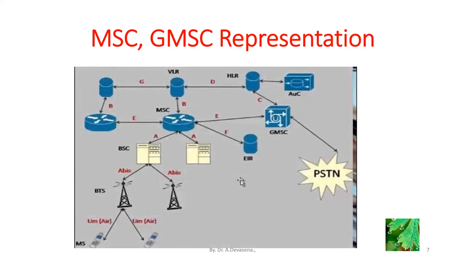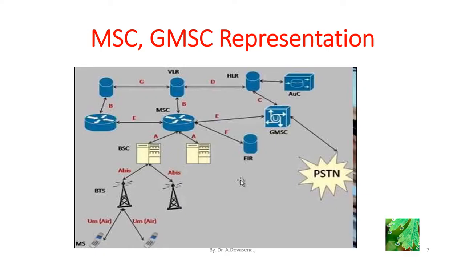In this diagram, we have mobile station. These mobile stations are connected to the base transceiver station through Um, that is the air interface. These base transceiver stations are connected to the base station controller through the Abis interface. This base station controller is being connected to the mobile switching center. The mobile switching center is connected to the GMSC as well as to the EIR, that is Equipment Identity Register, as well as to the VLR, that is Visitor Location Register.